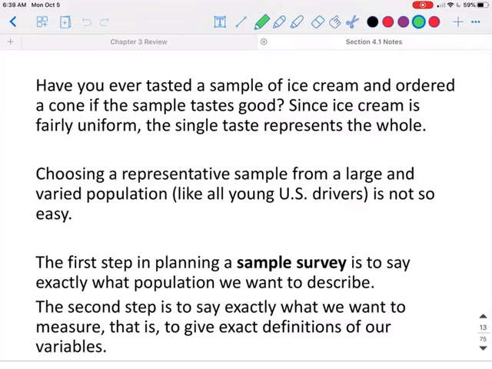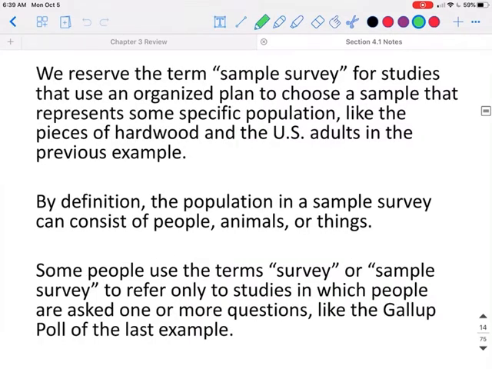So the first step in planning a sample survey is to say exactly what population we want to describe. The second step is to say exactly what we want to measure. That is, to give exact definitions of our variables.